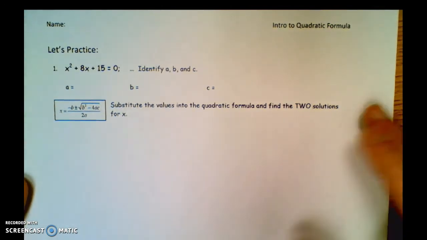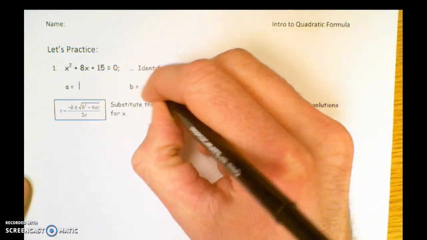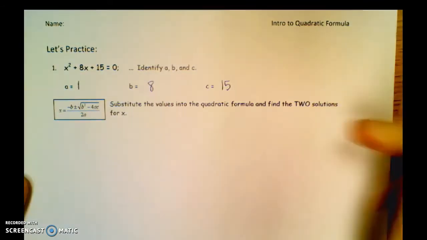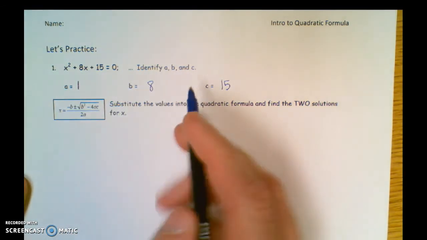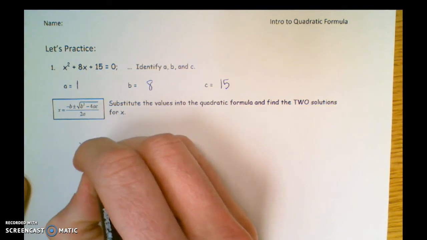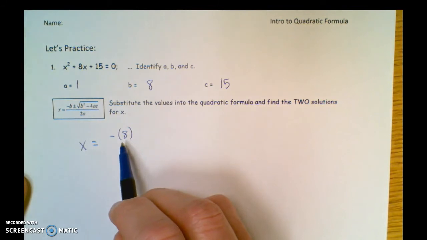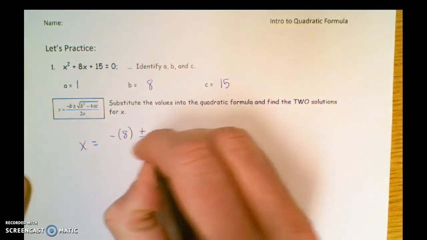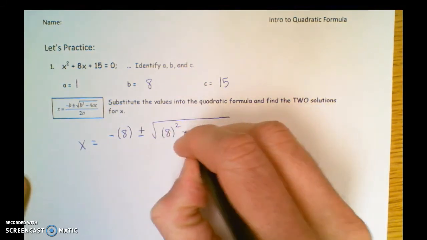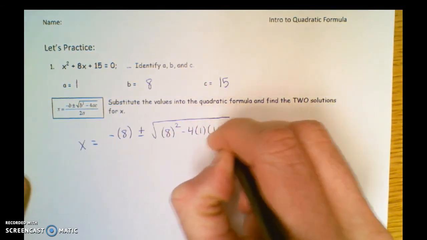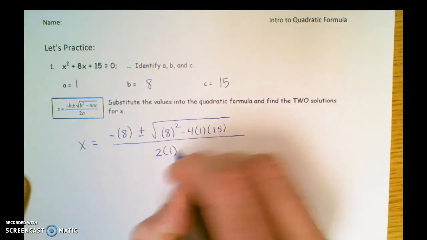Whenever you use the quadratic formula, you always identify the a, b, and c values. So in this case, a is 1, b is 8, and c is 15. So now I'm going to rewrite my formula with my values for a, b, and c. So x equals the opposite of 8. Notice I like to put it in parentheses because it helps me remember. Plus or minus the square root of 8 squared minus 4 times 1 times 15, all over 2 times 1.